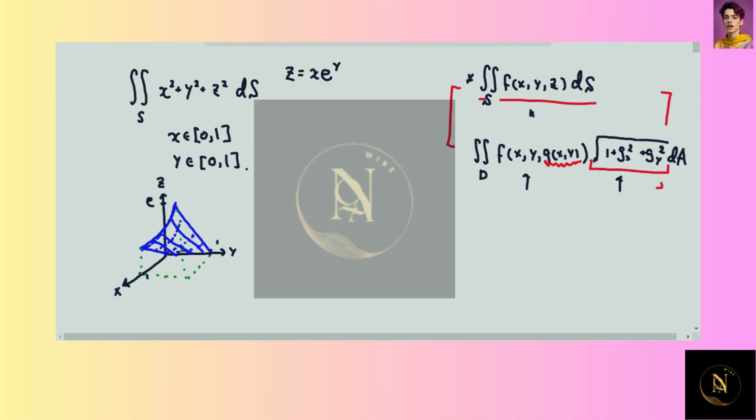So we are just going to let x equal x, y equal y, and z equal x e to the y. So we know that the expression that we see right here can be rewritten as x squared plus y squared plus x squared e to the 2y. Okay, now we're going to figure out this one.